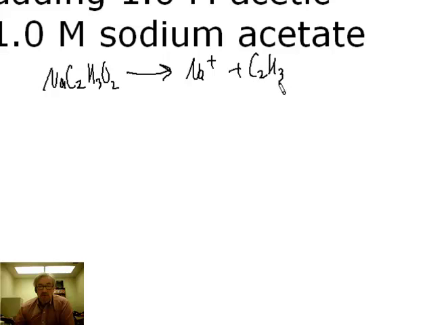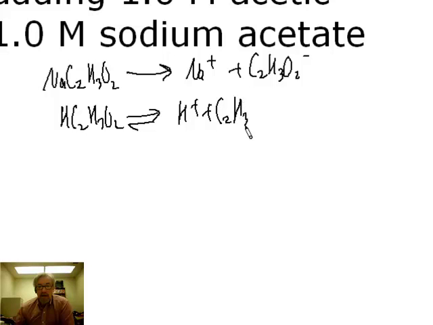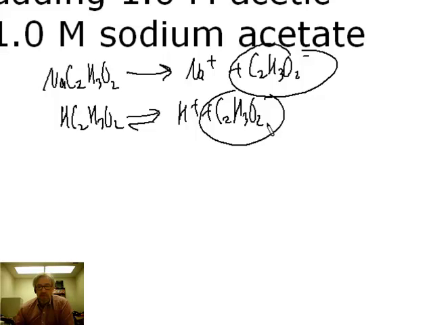So acetic acid gives you acetate ions because it does this: HC2H3O2 decomposes reversibly to give you H plus and C2H3O2 minus. Produces acetate ion. That also produces acetate ion. This is a common ion. So we'll look at the common ion effect here. And notice that the stoichiometry with acetic acid and sodium acetate is 1 to 1. So a 1 molar solution of sodium acetate will give us a 1 molar concentration of acetate ion because it completely dissociates.